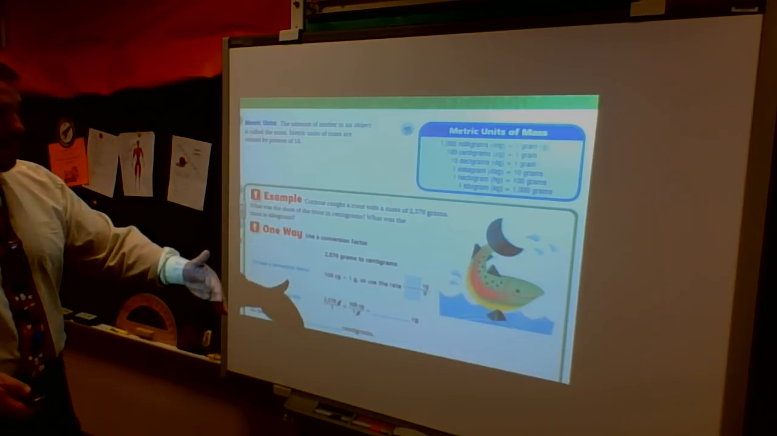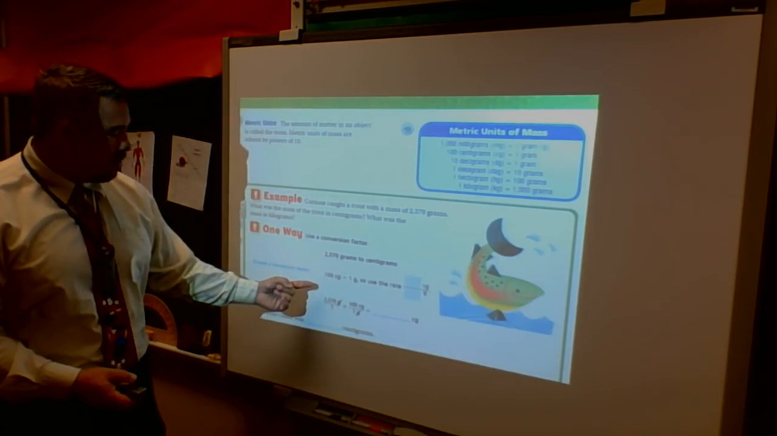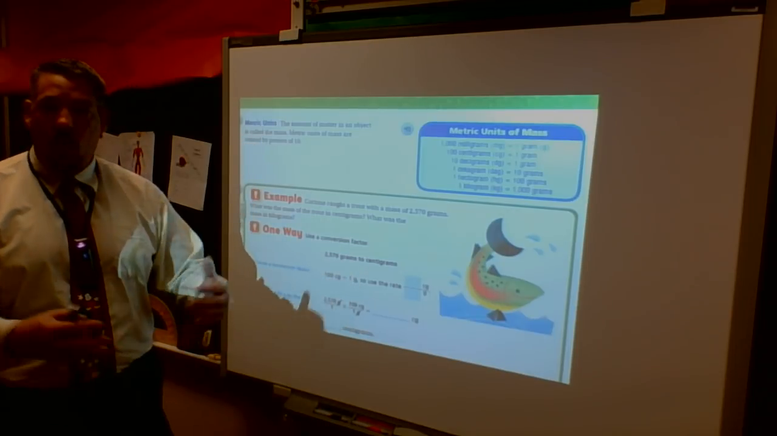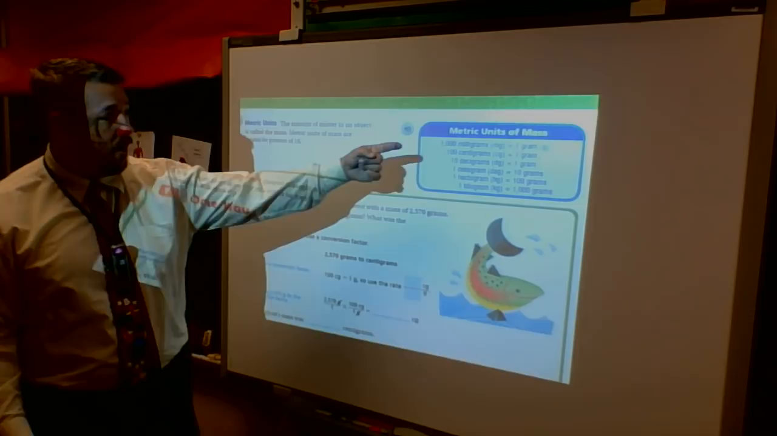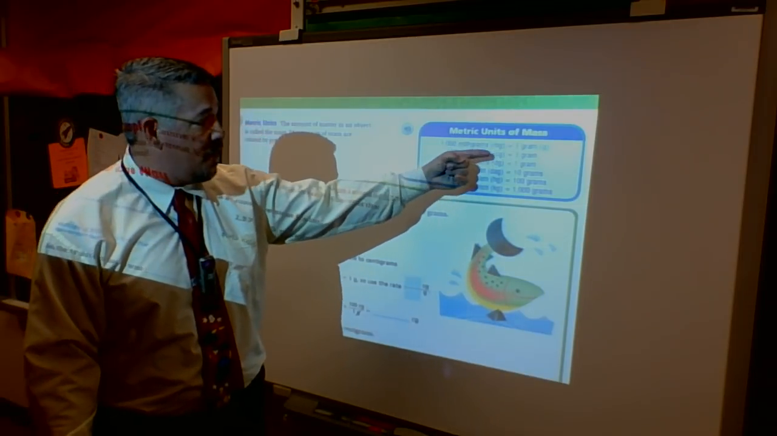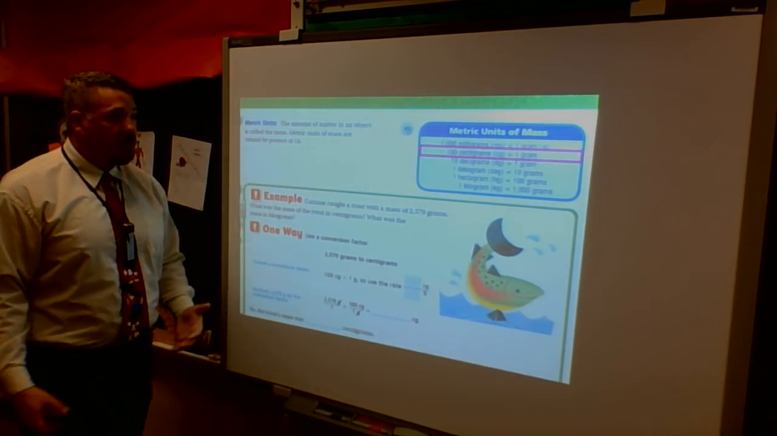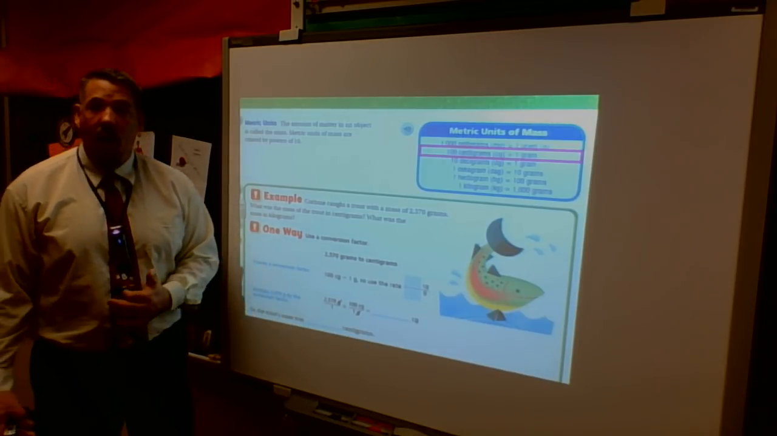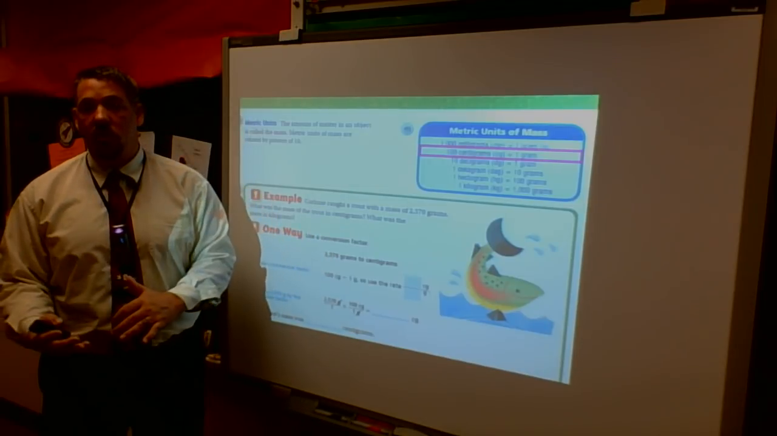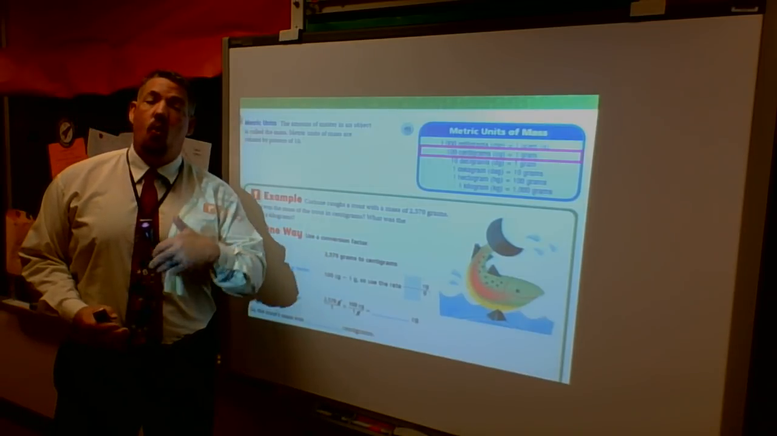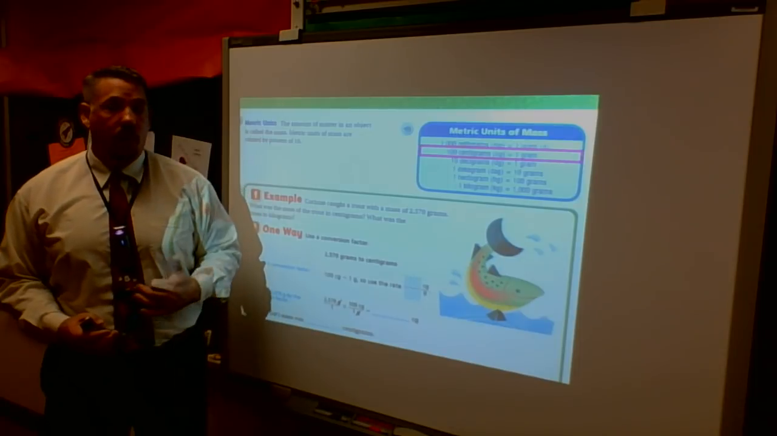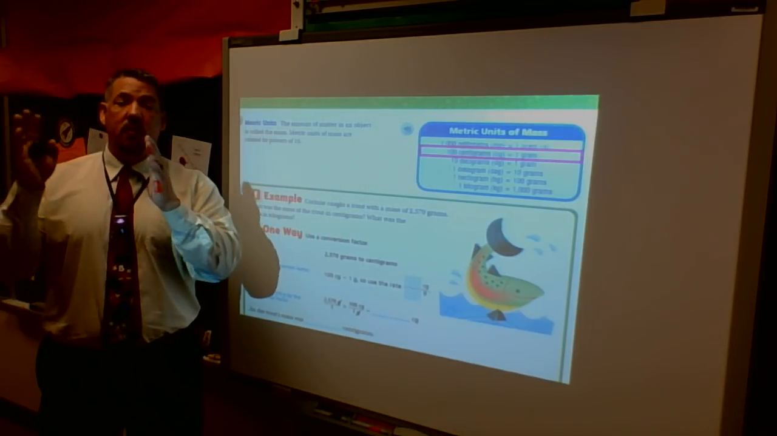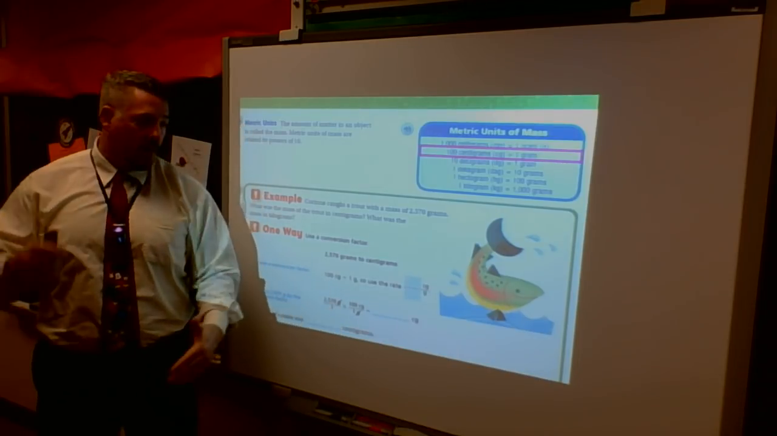If I look at my setup, I'm going to use the idea that there are 100 centigrams for every 1 gram. Well, how do I know that? When I go up to my chart here, it says 100 centigrams is the same as 1 gram, so that tells me which one I'm going to use. If that's the one I'm going to use, how do I know which one goes on top versus which one goes on bottom? It's all based on what I'm going to. I'm going to centigrams, so my centigrams has to be on top. I'm starting with grams, so my grams has to go on bottom.